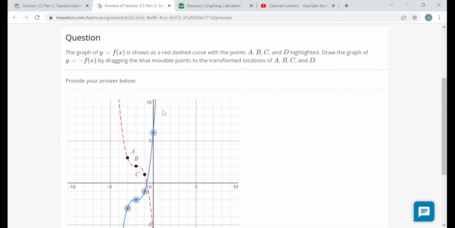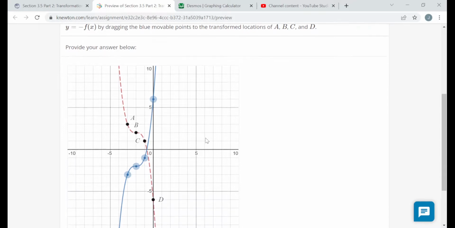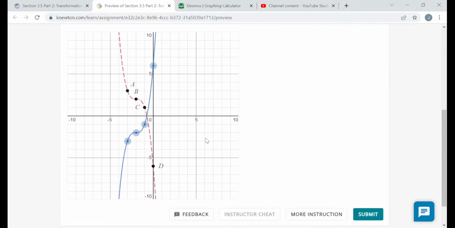That's what happens when you take a rule and just multiply the whole thing by -1. Your graph is reflected across the x-axis, a vertical reflection. And I hope you can see it. I hope it's obvious here from the look of this picture. All right, then I'll submit.